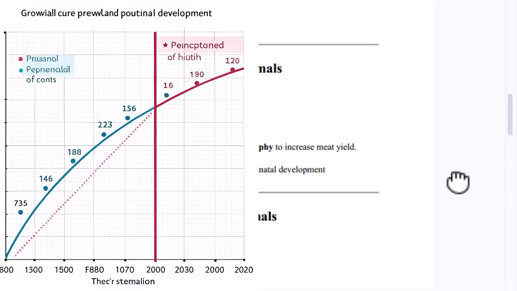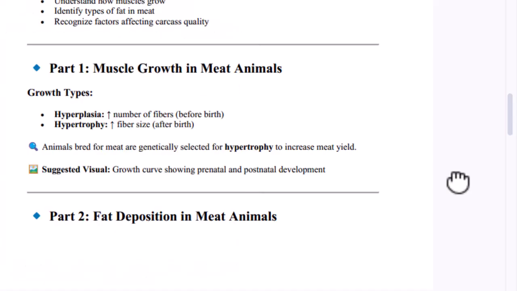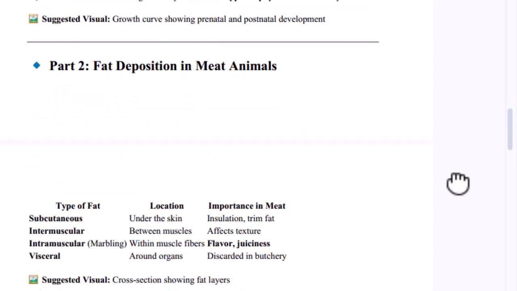Muscle growth in meat animals. Growth types: hyperplasia, an increase in the number of fibers before birth, and hypertrophy, an increase in fiber size after birth. Animal breeds for meat are genetically selected for hypertrophy to increase meat yield.